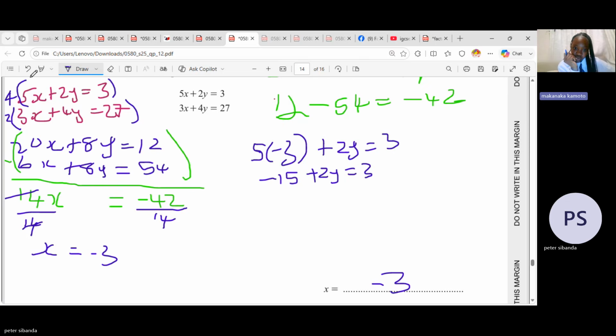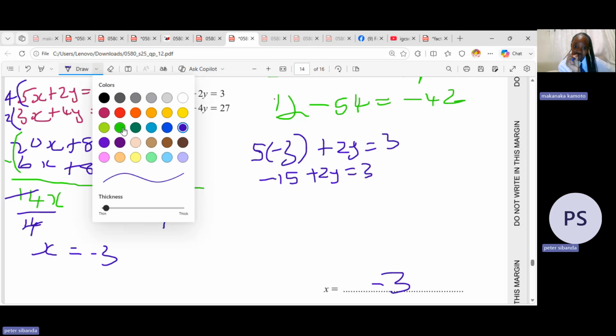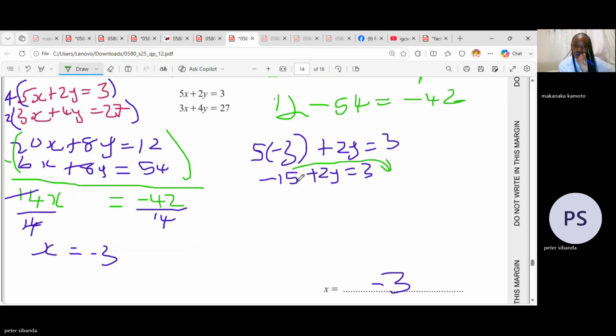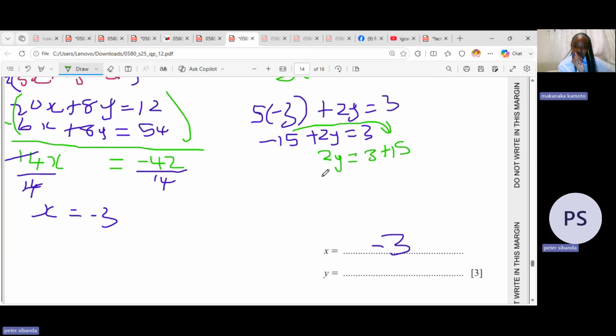And then 2y is equal to, we group like terms. That's 2y is equal to 3 plus 15, which is 18. So it's 2y is equal to 18. We divide both sides by 2. And the answer is y is equal to 9.